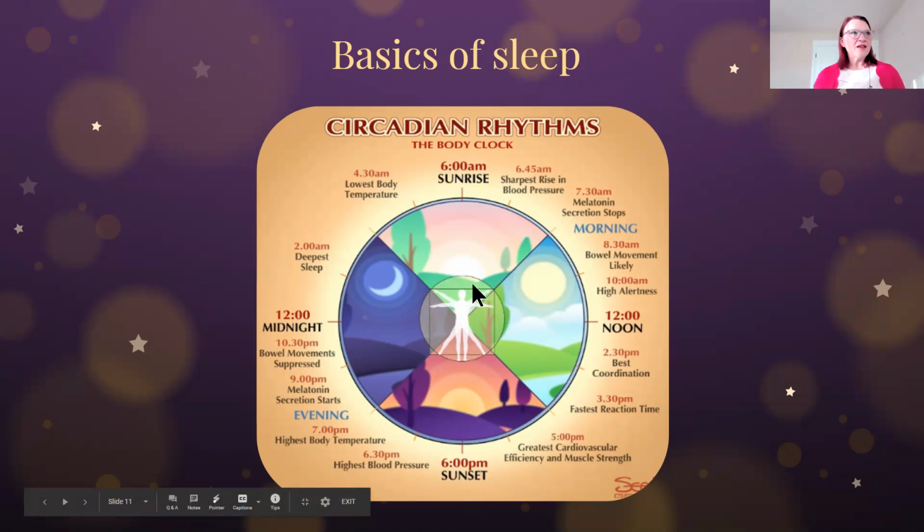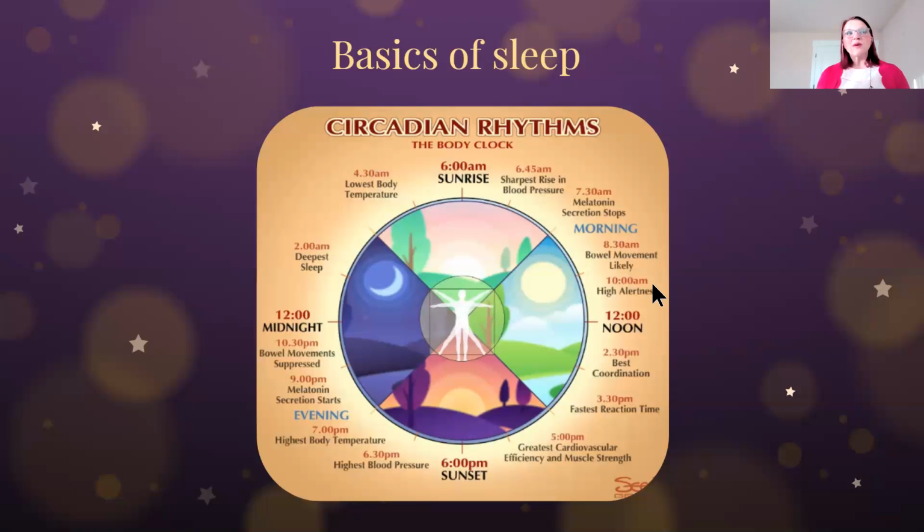6 o'clock, so that would be sunrise, right up here, that is when we have the sharpest rise in our blood pressure. That's when our cortisol increases in the morning, gets us moving, our melatonin secretion starts, and all of this happens with the light. So if we think about the sun rising and the sun setting, if we just let our natural rhythms happen, we would follow the sunrise and the sunset in a much more synchronous way than we do right now, because we have a lot of artificial light that tells our brains that this is morning time when it may in fact be nighttime.